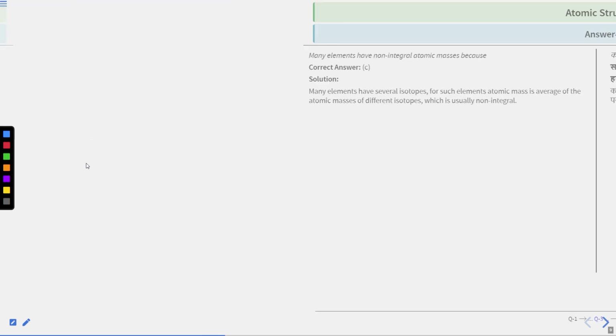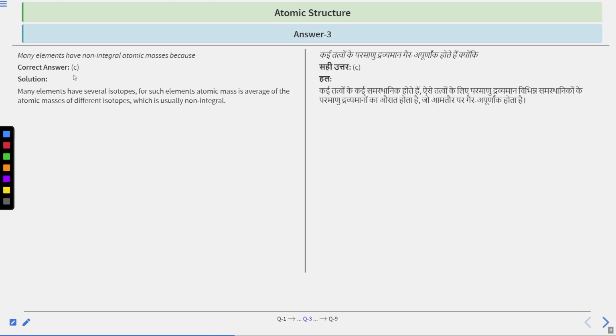Okay, so let's see what will be the answer. The correct answer is option C. Many elements have several isotopes, right? So many elements exist in the isotopic form also. For such elements, the atomic mass is the average of the atomic masses of the different isotopes.